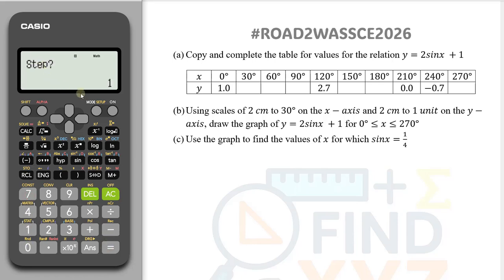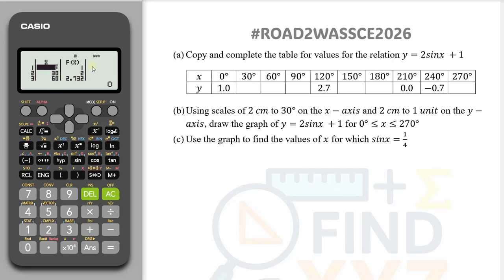Then the step. The step is the interval between these values: 0 to 30, 30 to 60, 60 to 90, and so on. What is the step? The step is 30 degrees. It is changing by 30 degrees. So I'm going to enter 30. Then I'll press the equal sign. Then our table is ready.